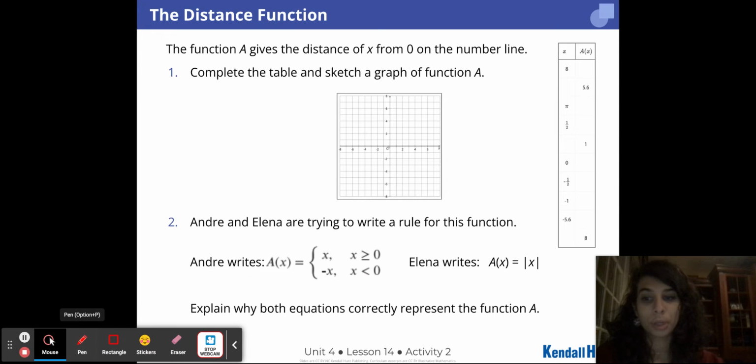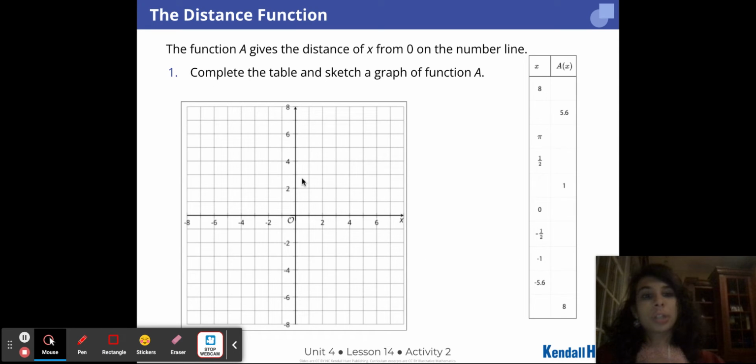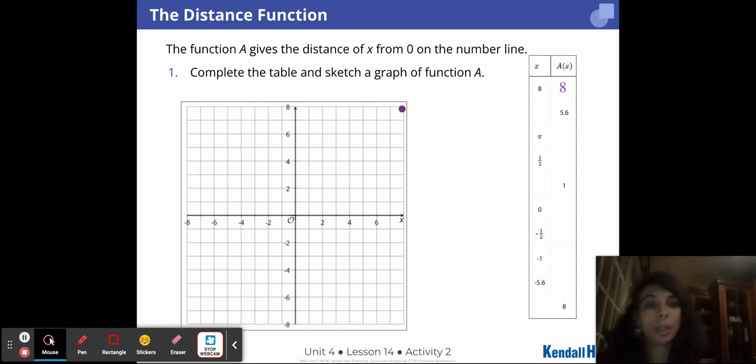We have our table first and we have our sketch. First one first, my input is 8. We are starting at 0. How many spaces away is 8? As you saw, 8 is 8 spaces away from 0. I'm plotting this on the graph. We have the point 8, comma 8.